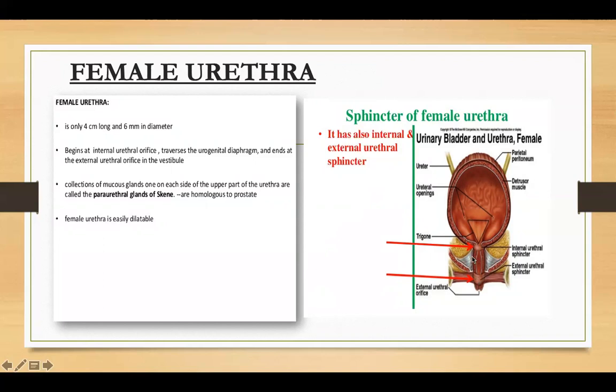Collections of mucous glands on each side of the upper part of the urethra are called paraurethral glands of Skene, which are homologous to the prostate. So in the male there is the prostate, and its homologue in the female is the paraurethral glands of Skene.